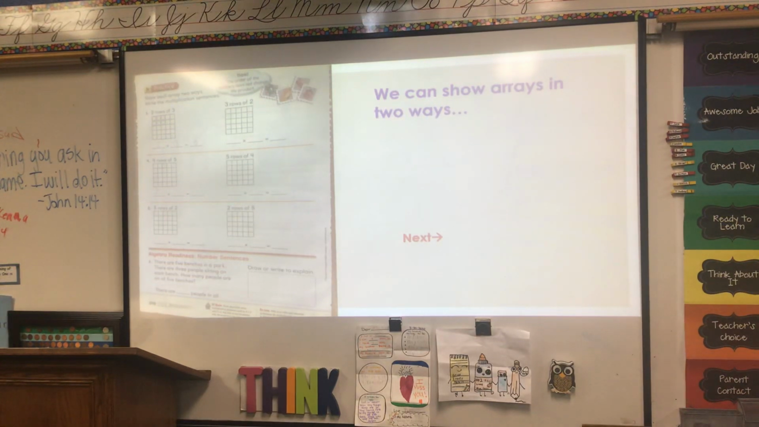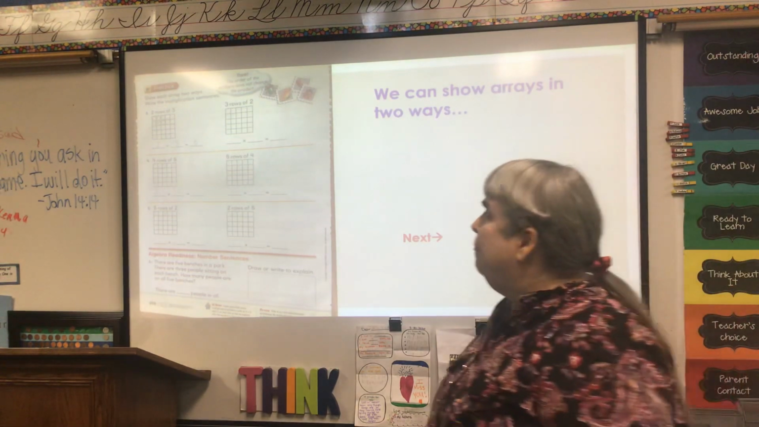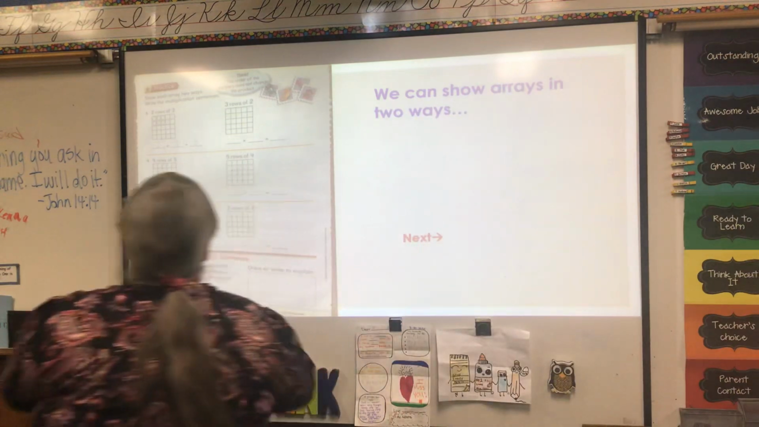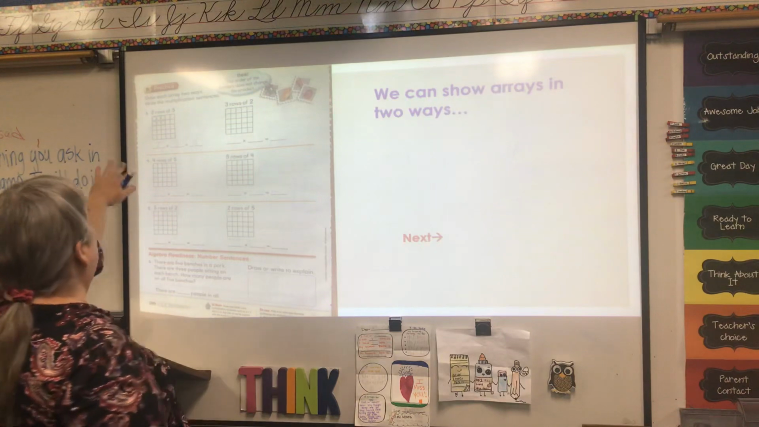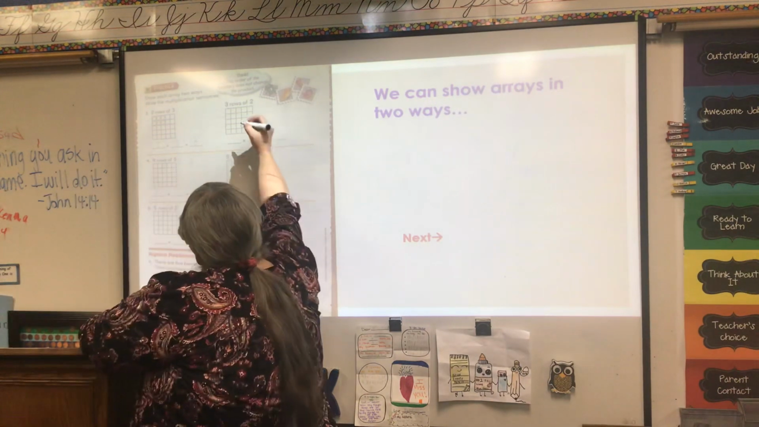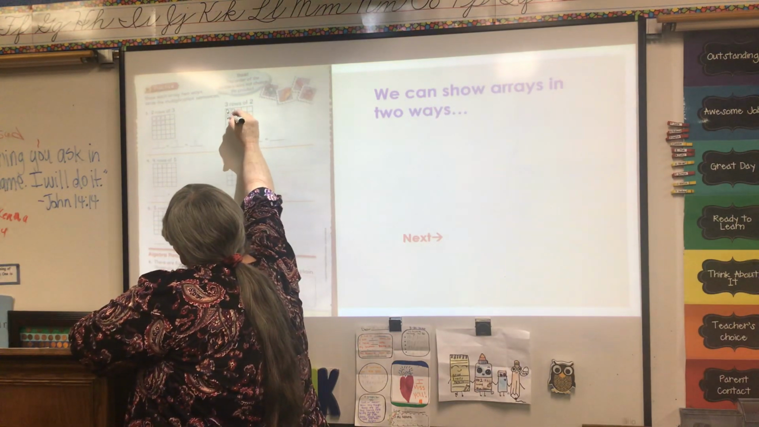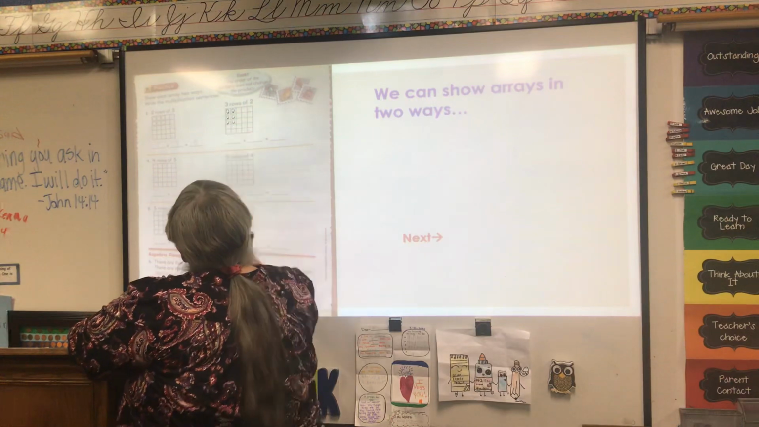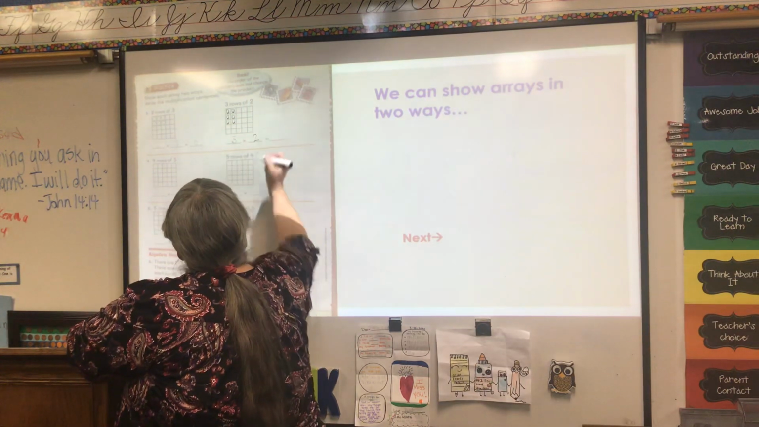Okay, so we're going to come back to doing this page, and it shows arrays in two different ways. They've done the first one for you, 2 rows of 3. So we already know 2 times 3 is 6. And we're going to do 3 rows of 2. 1, 2, 1, 2, 1, 2. So that would be 3 times 2.